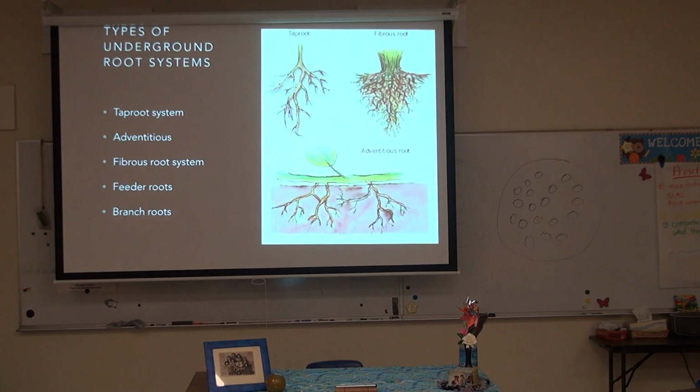Types of underground root systems. Of course, we have taproot systems, like a tree, which has a very central root going straight down as deep as it can go. Adventitious roots like the stolons, they're on the bottom of that table, going across the surface soil. You also have fibrous root systems, like palms or corn, or pretty much any kind of monocot is going to have a fibrous root system.